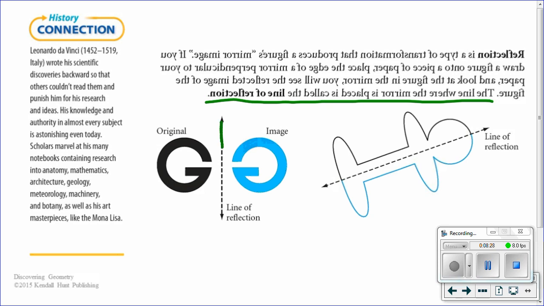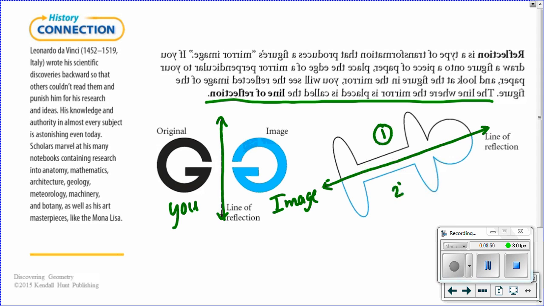So if the mirror is right here, and this is the original, this is you, when you're looking in the mirror, this is what you're going to see across that line of reflection, right? If we look at the second one, it looks like this half has just been flipped over the line to create the second half. In other words, you can see the symmetry here. So that line of reflection is also a line of symmetry. If you fold that in half, you're going to get two equal pieces.